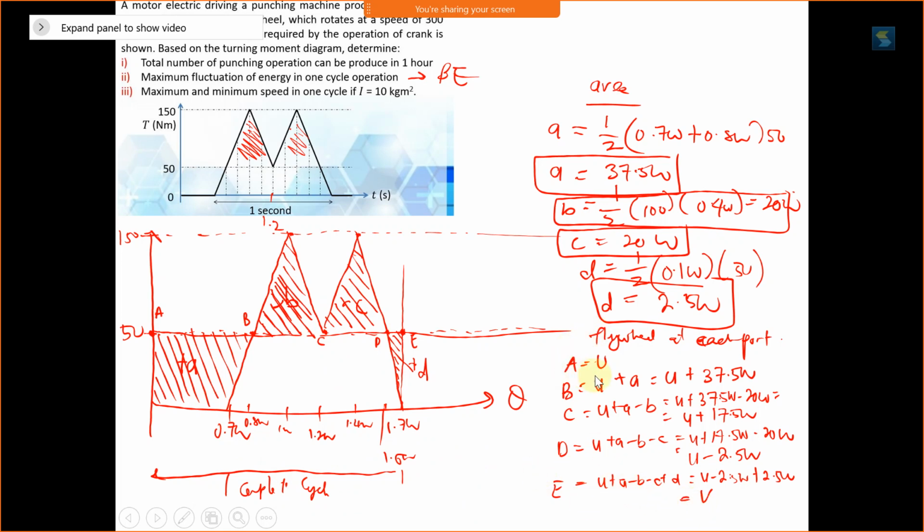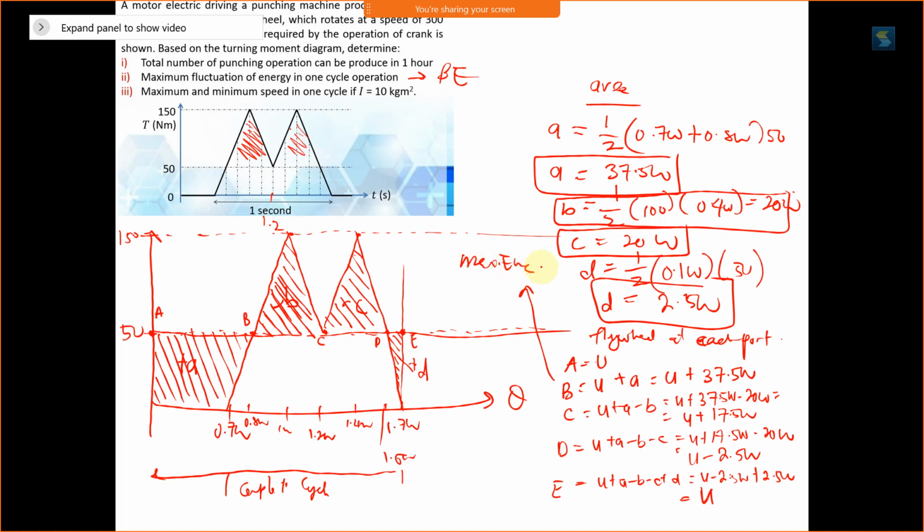So the energy goes up, keeps rising, and then goes back down to the original point U. So when we get U back, it means the area we calculated is correct. So when we check, we get U back. So it's correct. Okay, so now from here we can actually identify which one is maximum energy and which one is minimum energy. So from here our maximum energy should be at B, isn't it? So this is our maximum energy.